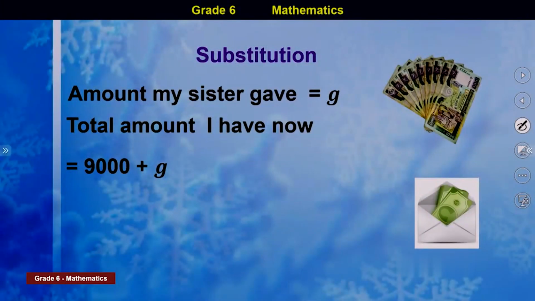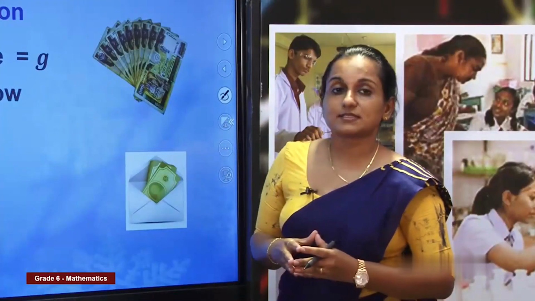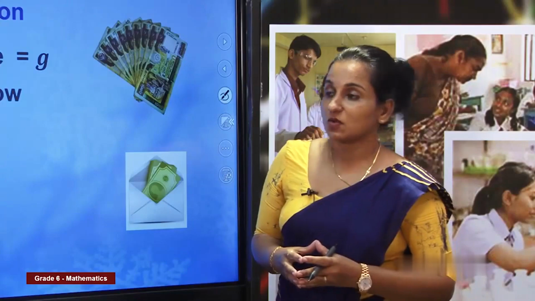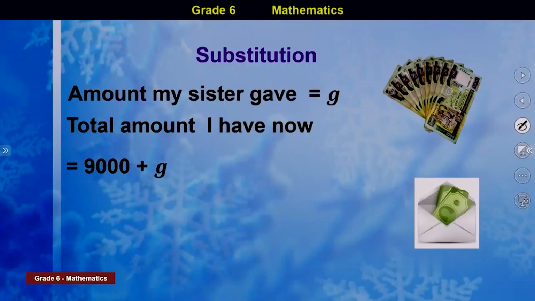Do you remember this one? I had 9,000 rupees. My sister gave me some amount. I didn't know the amount that sister gave, so I used an algebraic symbol for that, which is G. Then later I found out that my sister gave me 6,000 rupees. That means G becomes 6,000. I can write it like this. G equals 6,000.